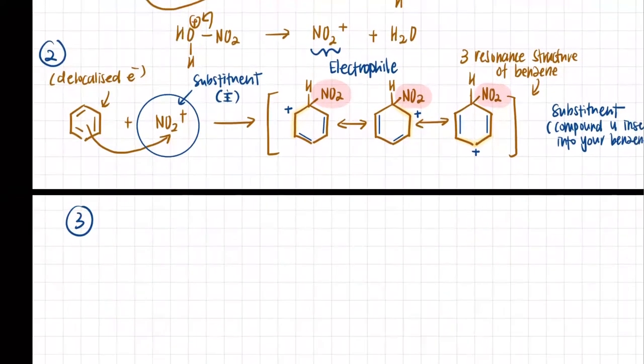So your third step: choose any of these resonance structures to neutralize the charge. You can choose either A, B, or C, which one also can, no problem. Usually, teacher will do A. Usually we choose A, so let's draw out A. This is A. Then we neutralize the charge.